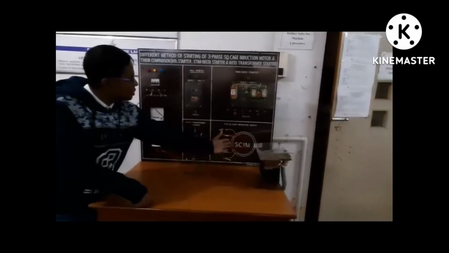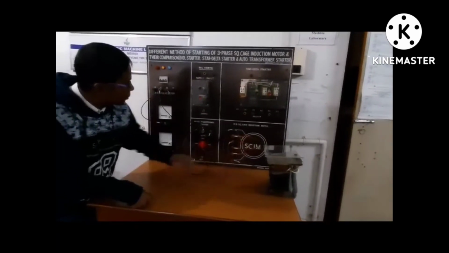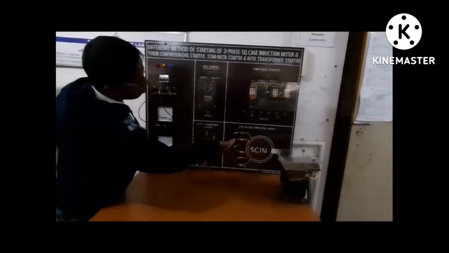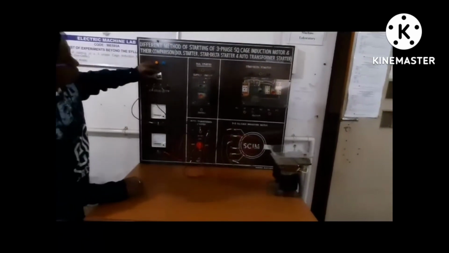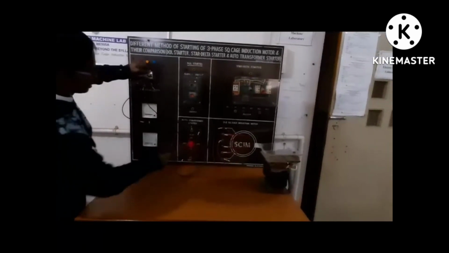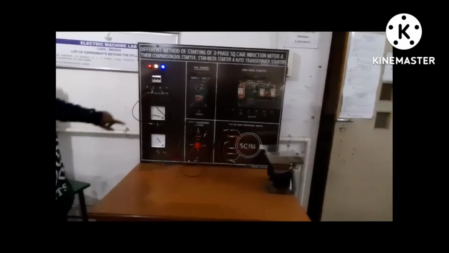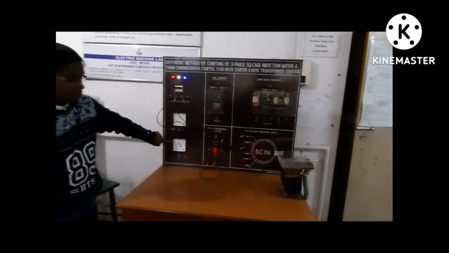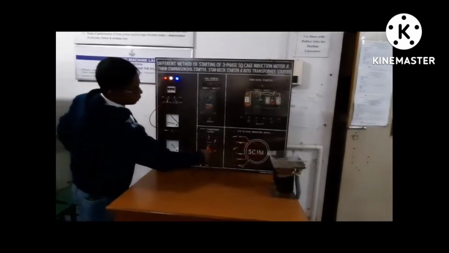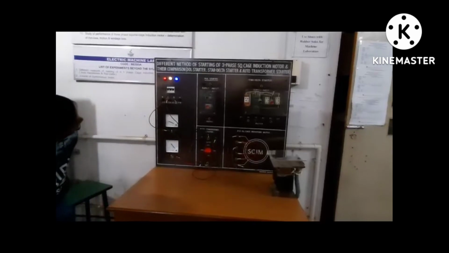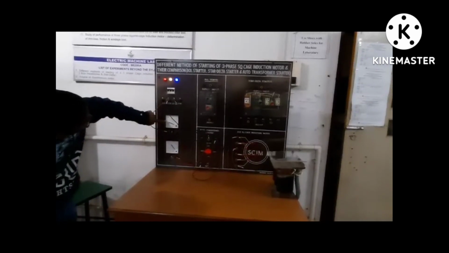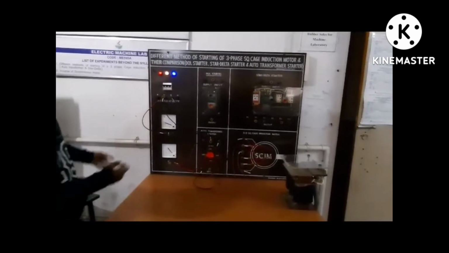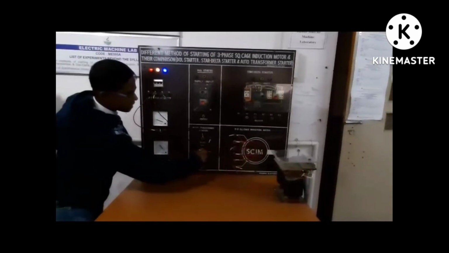Here the squirrel cage induction motor is connected in delta. The output of the autotransformer is connected to the motor input. Switch on the main supply. It is always at 25% first. Now the current is about 0.55 and voltage is 200. Now I change 25 to 50%. Current comes to near about 0.75 to 0.8.